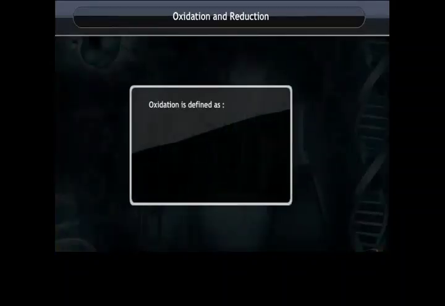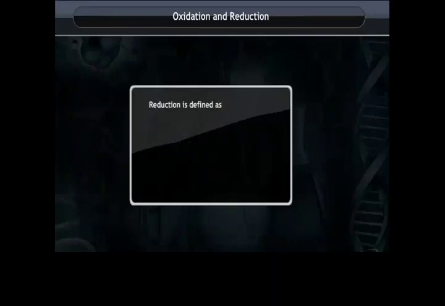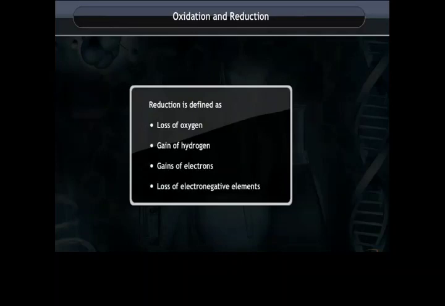Oxidation and reduction. Oxidation is defined as a process that involves a gain of oxygen, loss of hydrogen, loss of electrons and gain of electronegative elements. Reduction is defined as a process that involves a loss of oxygen, gain of hydrogen, gain of electrons and loss of electronegative elements. Let us perform an activity to understand more about these reactions.